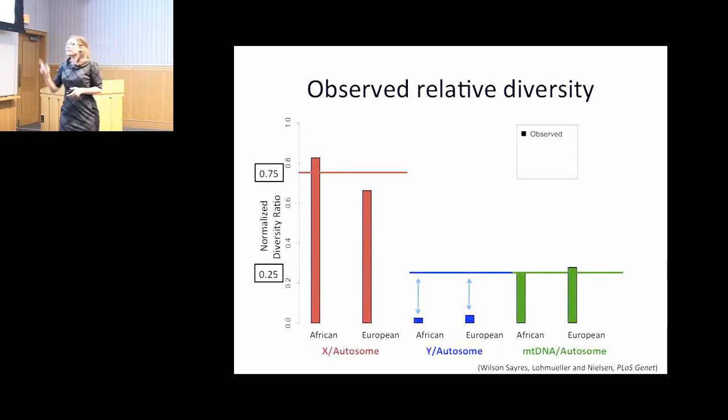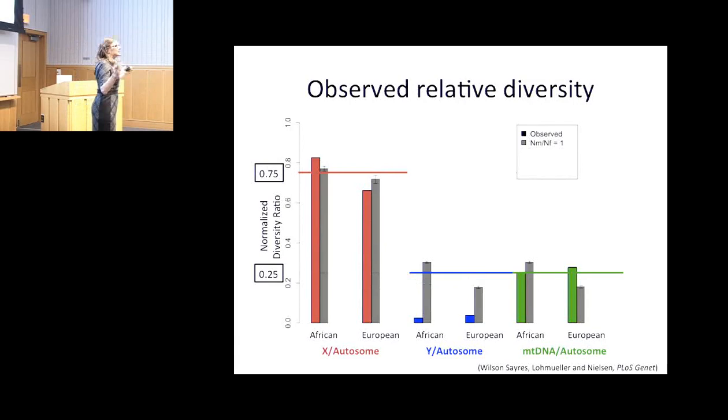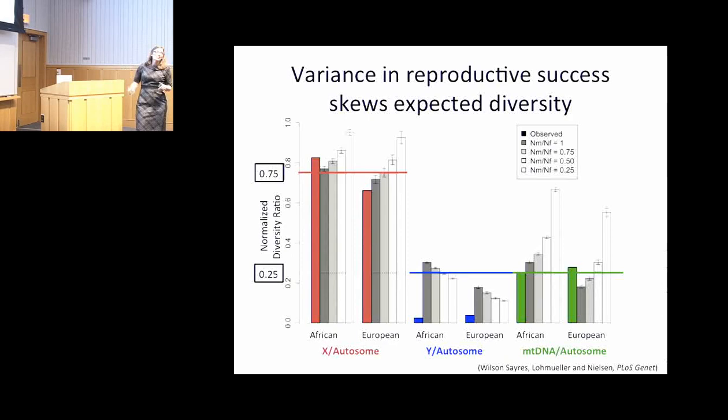The first model is looking at equal numbers of males and females, and you can see that it doesn't fit at all. If you focus on this middle one with the Y and autosome ratio, we'll go through these other ones. As we decrease the number of males that are contributing to the next generation, our expected diversity on the Y will go down, down, down, but not down that much. And you can imagine a scenario where we skewed it so much that there was one male for every 100 females for all of human history, and maybe we could explain the low Y diversity, except that it wouldn't explain the patterns of diversity on the X, autosomes, or mitochondria also.